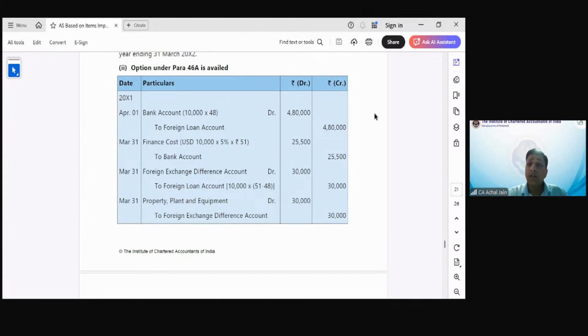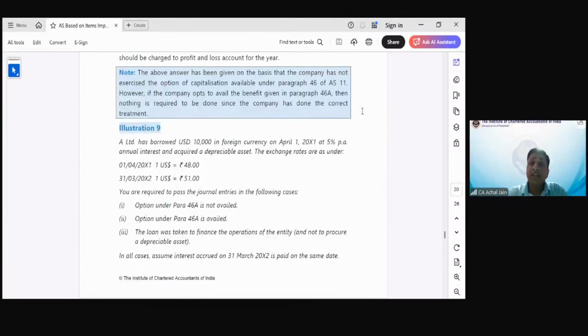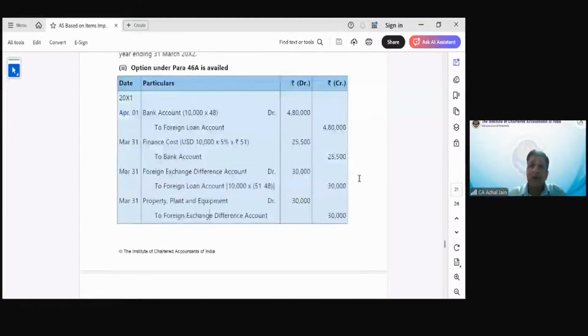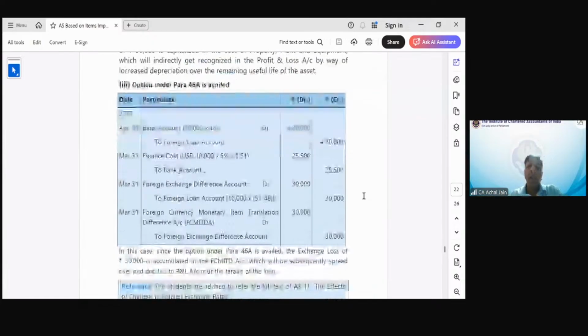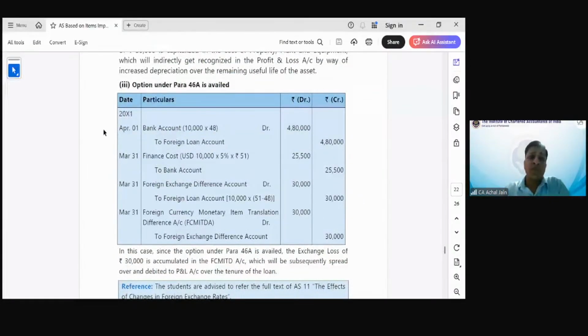Okay, now, third part. In the third part, they are saying that the loan was taken to finance the operations of the entity. Loan was not taken for the procurement of depreciable assets. So now, let's understand how the accounting will change. In the third option, when you take the loan, the accounting entry will be same. When you pay the interest, the accounting entry will be same. Then you will restate the loan, the accounting entry will be same.